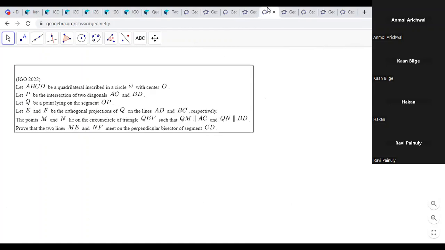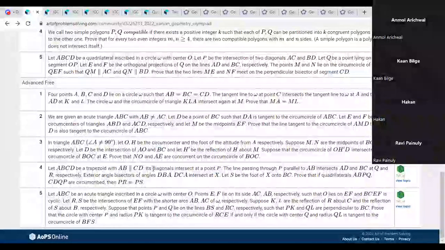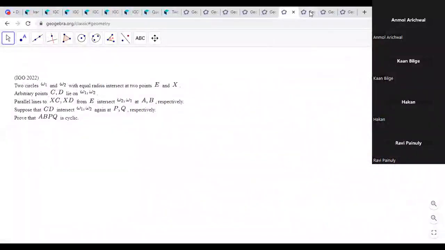So let's see, what's P4? Oh, P4 is also like an if and only if, or prove that if those are cyclic, then that's true. So all right, let's try it. So we have a trapezoid.